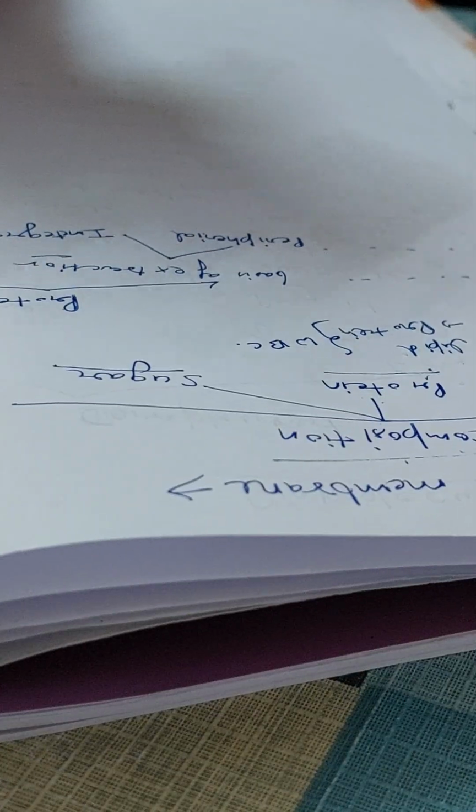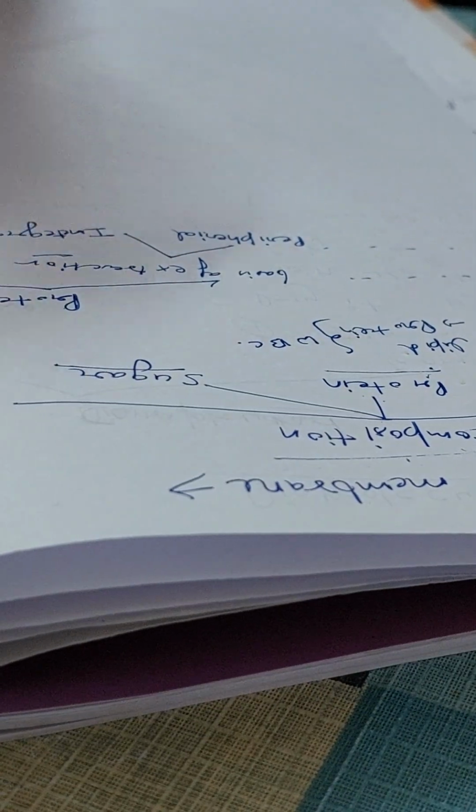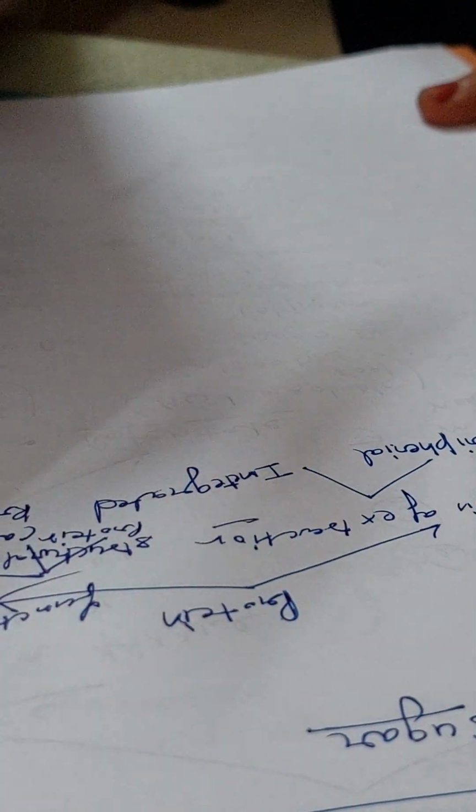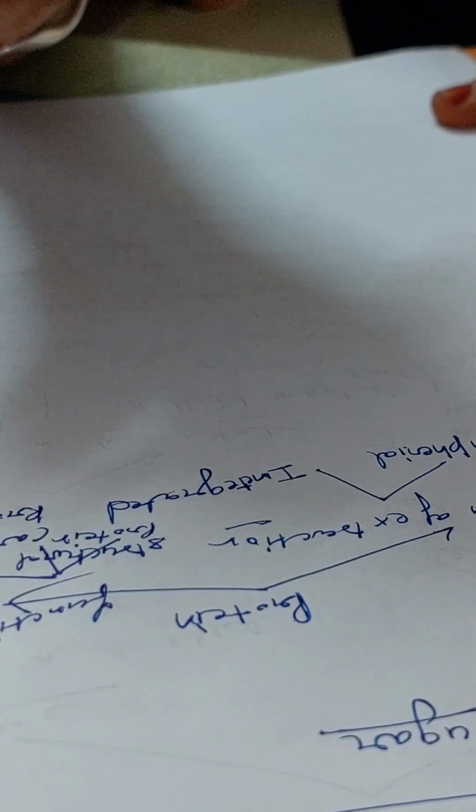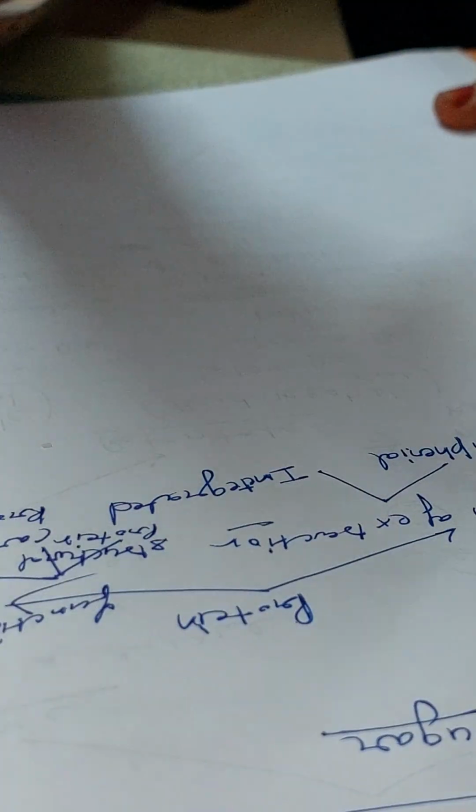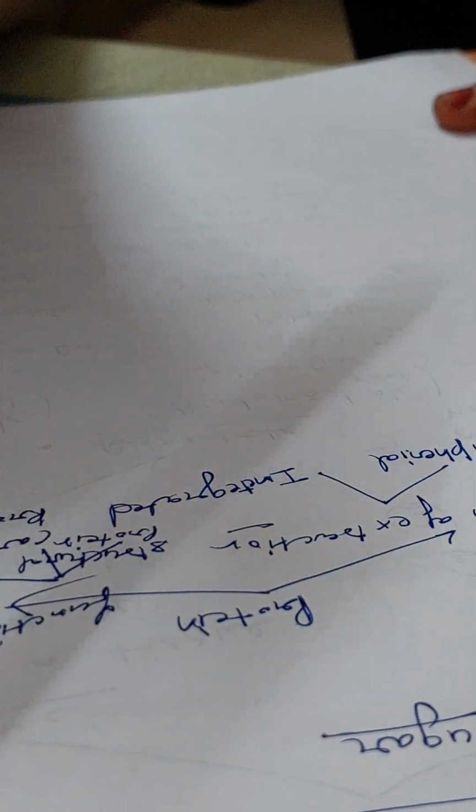Now integrated protein is embedded in the cell membrane, partially or fully. So it is extracted by a harsh process, like using detergents.